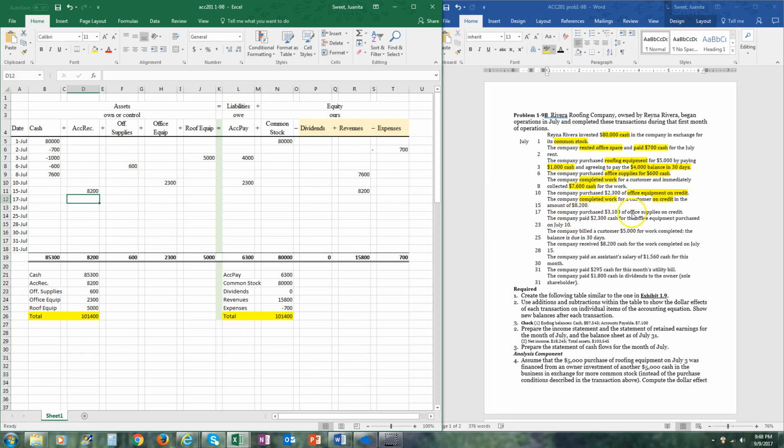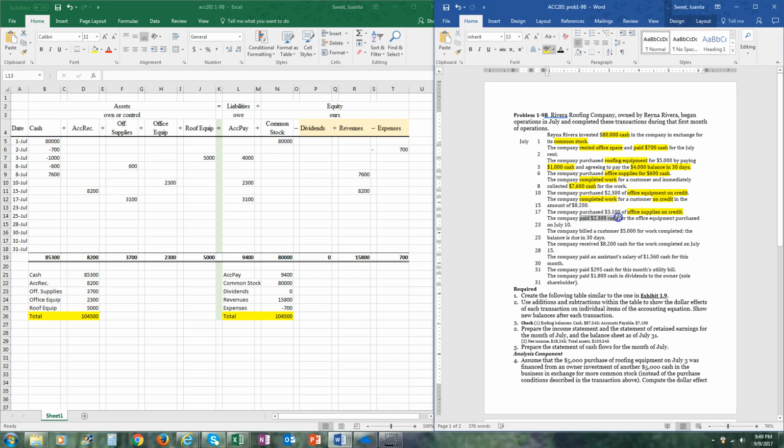On the 15th, we purchase office supplies on credit. So office supplies have increased by $3,100. On credit, we owe $3,100. Next transaction. We paid cash. What did we pay for? So we paid for office equipment, but this isn't a new one. This was purchased in the past. Oops, sorry. Go. Undo.